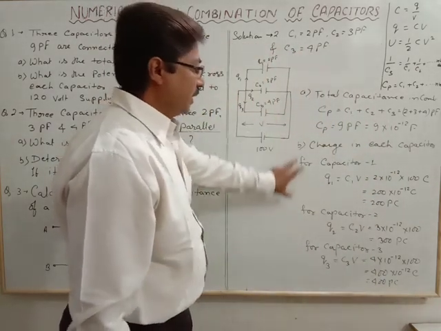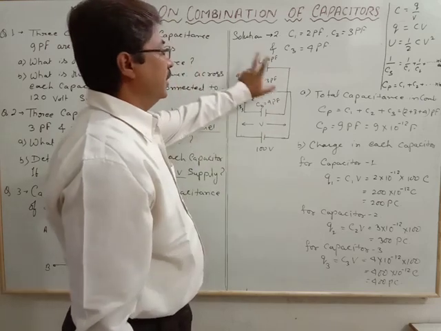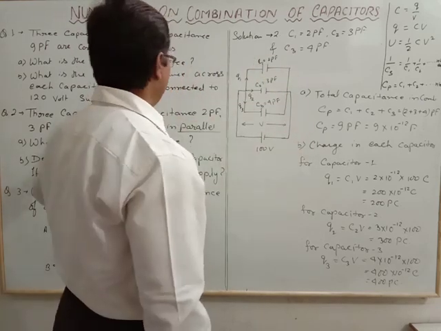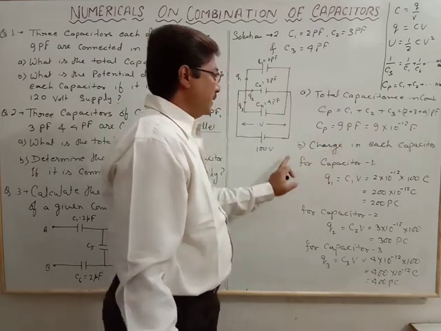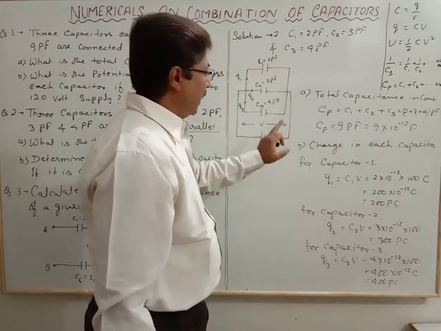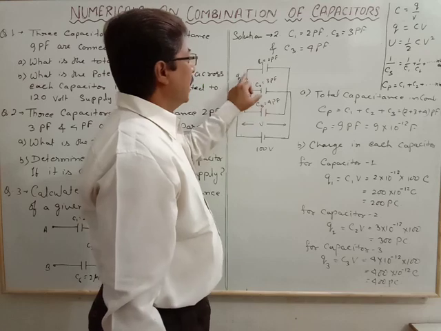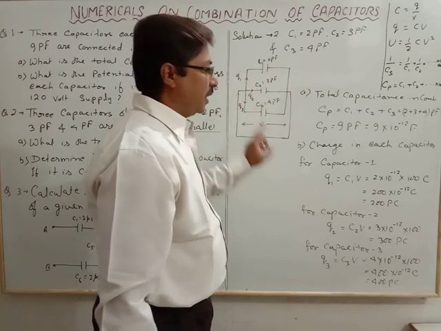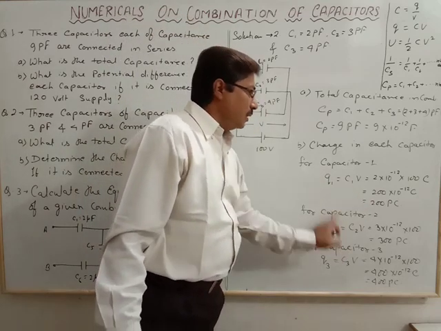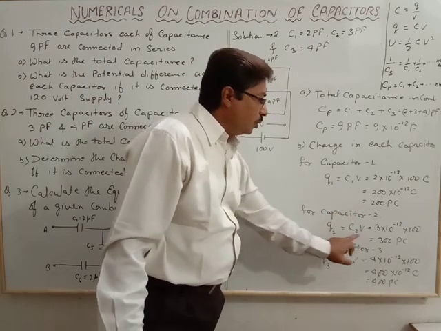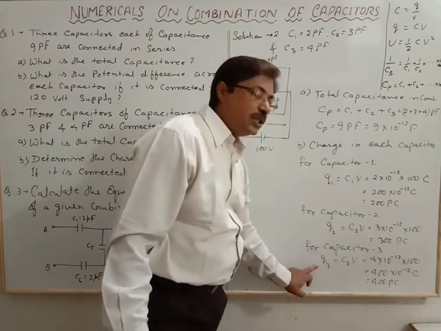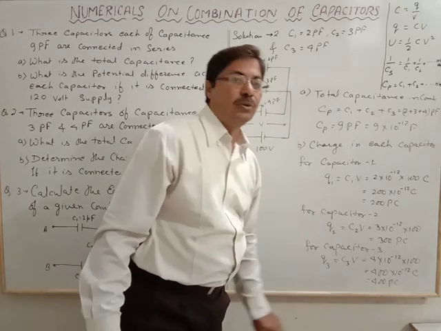So all about this solution, what the question needs. First of all, we calculate the total capacitance, and in the second we calculate the charges in each branch. So that is Q1 of 200 picocoulomb, Q2 of 300 picocoulomb, and Q3 of 400 picocoulomb.